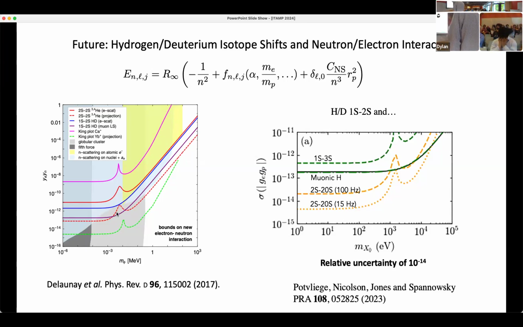neutron electron interaction. And then there was recently another publication that came out in 2023, where they were saying, well, how far could this be pushed if we, for instance, continue to measure some of these higher transitions to extract better Rydberg constants in both hydrogen and deuterium? So the solid line here is saying if they measure the 2S, 20S in hydrogen and deuterium to 100 hertz or to 15 hertz, these are potential bounds that could be set.